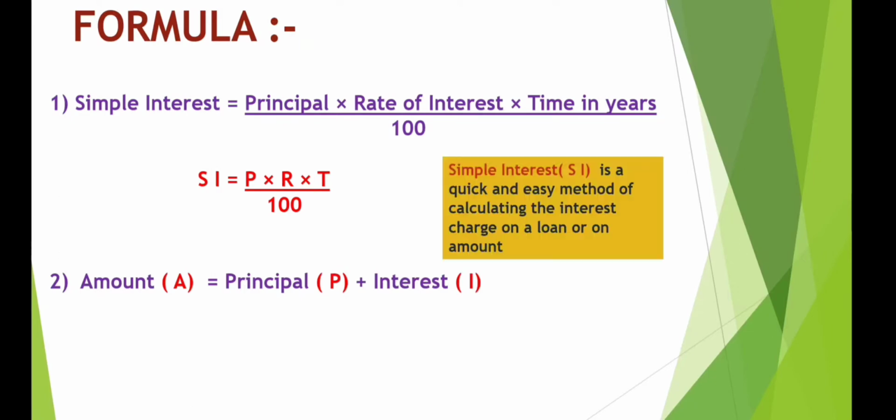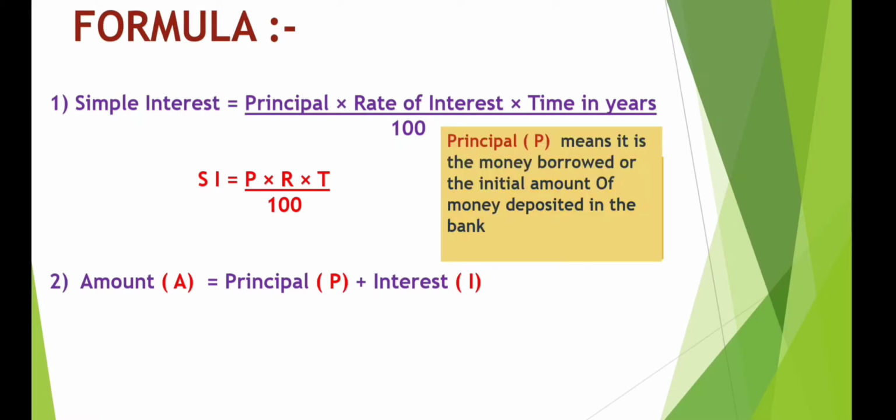Simple interest. Simple interest is denoted by SI. It is a quick and easy method of calculating the interest charge on a loan or on a particular amount. We can calculate very easily the interest charges on a particular amount. Next is principal. We denote it by capital P. Principal means it is the amount or the money borrowed, or it is the initial amount of money deposited in the bank.